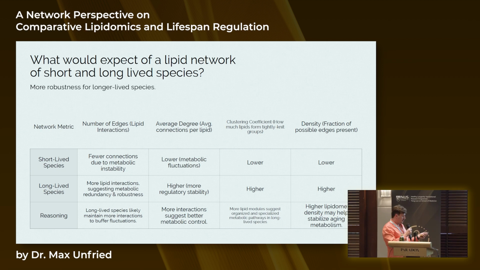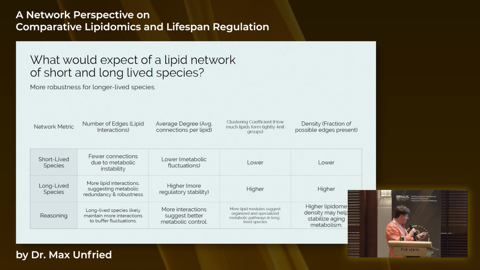And if you think, okay, what should a network be from a long-lived or short-lived species? Probably from a short-lived species, you would have fewer connections or edges and more in the long-lived ones to give more robustness. Similarly, the number of connections or edges per lipid should also be higher in the long-lived species. The density should also be a more dense network. And in a way, the clustering coefficient, or the number of modules that your lipid networks have, should also be higher in long-lived species.